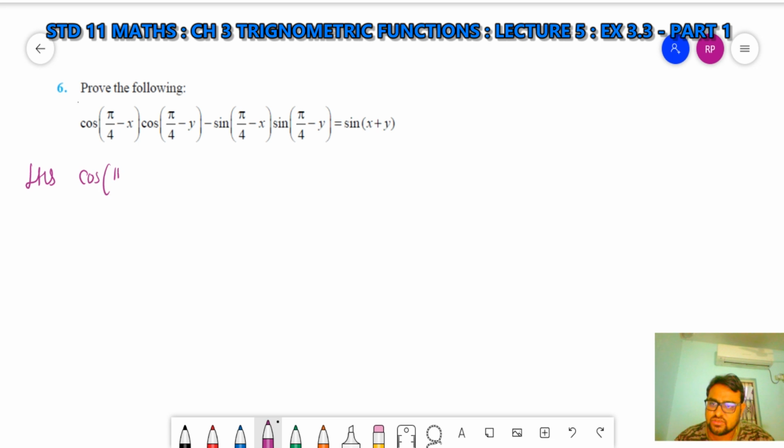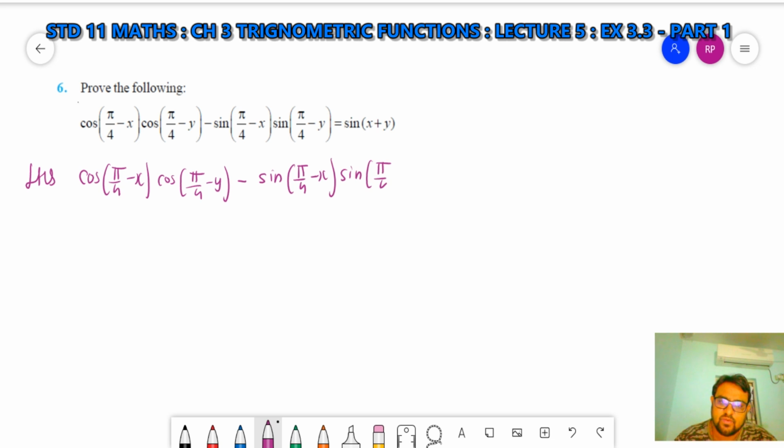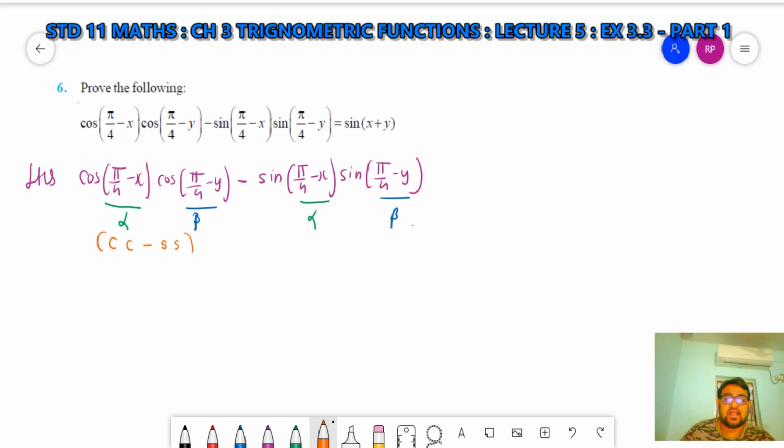LHS: cos(pi/4 - x) cos(pi/4 - y) - sin(pi/4 - x) sin(pi/4 - y). Okay, now when you see here, pi/4 - x, pi/4 - x, I will take as alpha, alpha. Pi/4 - y, pi/4 - y, beta, beta. So in short, I can write it in this way, c c minus s s. Right? And what is this formula? Cos(alpha + beta).